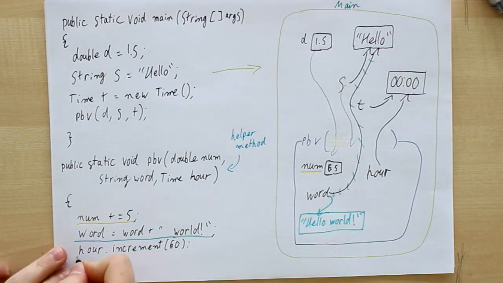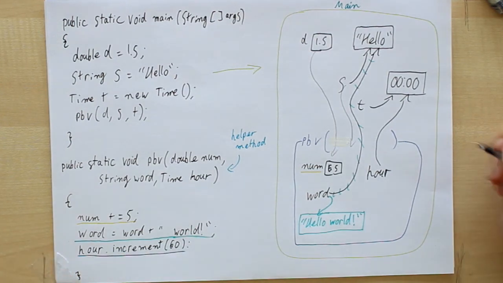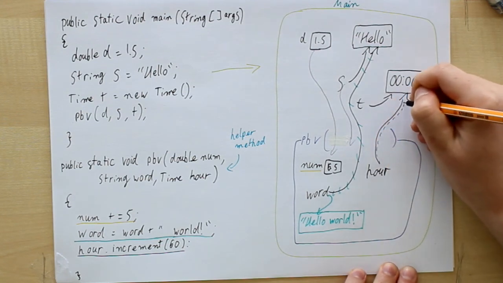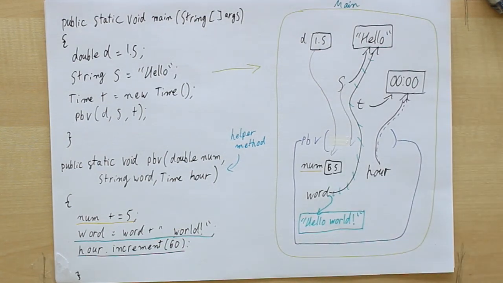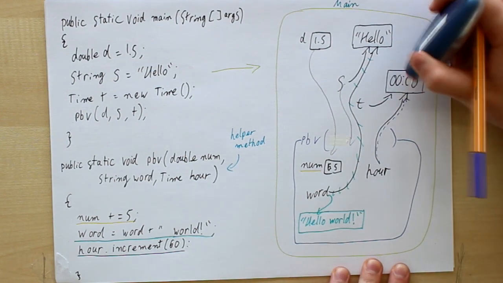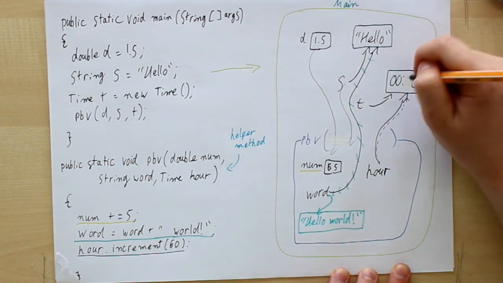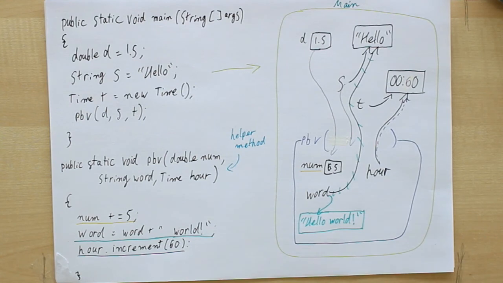If we use the hour reference of the time object, it leads us directly to the actual object, which is outside in the main method. So we could do hour.increment by 60 minutes, for example. Here the method follows the hour reference to the time object, which is outside in the main method. So once the helper method passing by value has finished, in the main method, the time will now have a time of 60 minutes, because it is the same object which is referred to by both pointers, so it will have been modified.